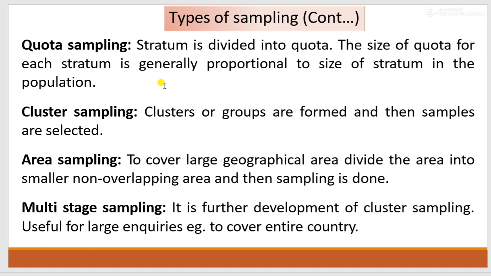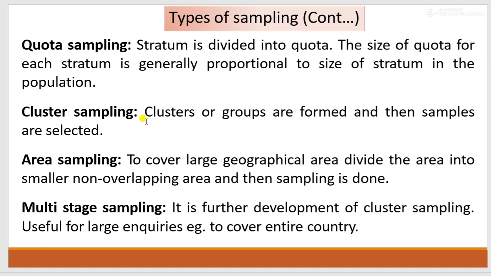A stratum can be further divided into quota. The size of the quota for each stratum is generally proportional to the size of the stratum in the population. Quotas are nothing but when a stratum is divided into further smaller groups, then that is known as quota. Now the size of the quota is proportional to the size of the stratum.